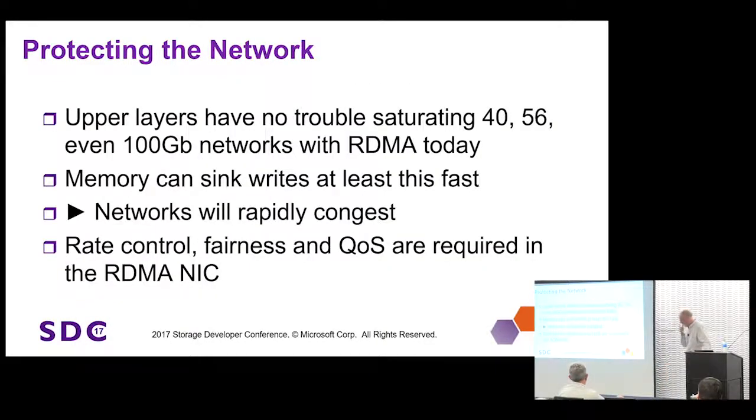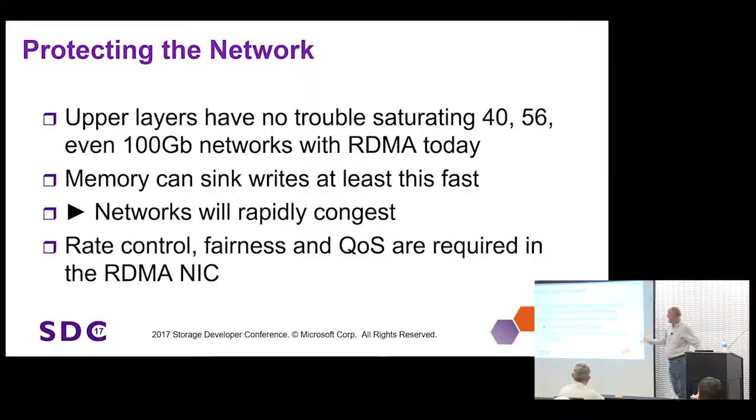And there's one more thing. Protecting the network. Upper layers today have absolutely no trouble saturating up to 100 gigabits with RDMA. Absolutely no trouble, right? You give them an RDMA adapter, they can go into a loop and they can burn the network, 100% of the network. Well, that's really undesirable, right? It's cool for benchmarks, but it's really undesirable. The destination memory device can sink writes at least that fast. So the networks will rapidly congest without some control.